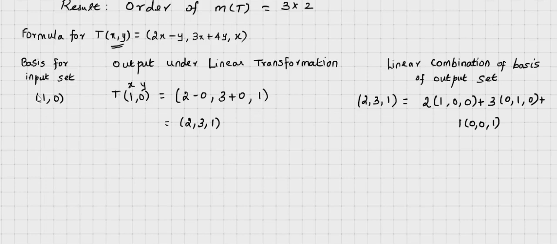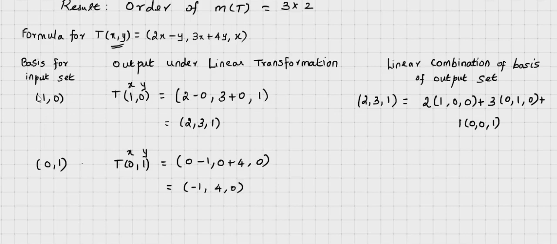Now the next basis element. For the first input I have done all those things. The second input is 0, 1. Again I just apply the transformation, T of 0, 1. Now x takes the value 0 and y takes the value 1. So what are you getting? 0 minus 1, 0 plus 4, 0. So the output is minus 1, 4, 0.